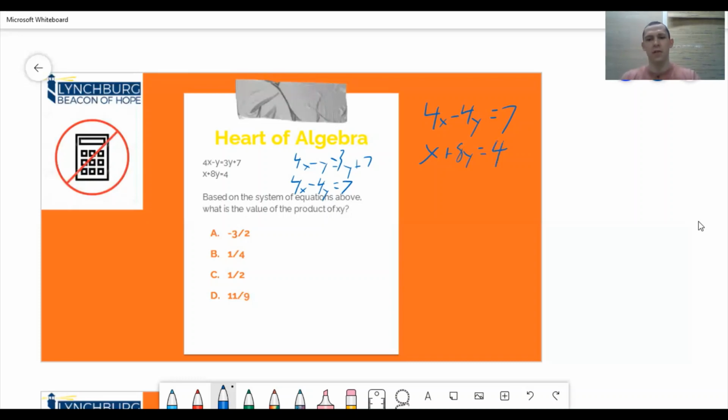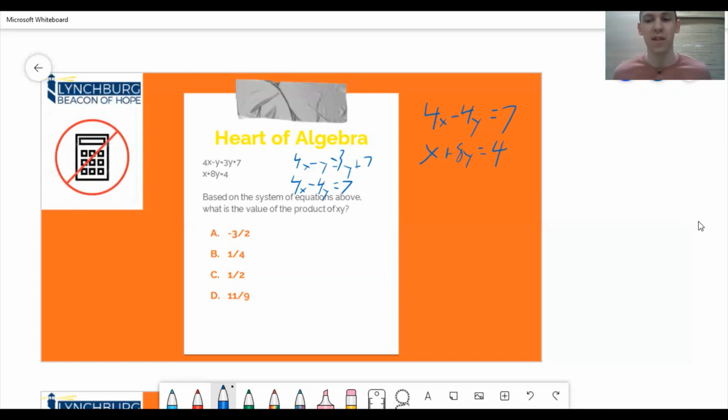Hopefully at this point you have some idea of what to do. Remember, when we're solving a system of equations, we want to find the value of x and the value of y. If this was on the no calculator section, what you could do is just set both of these equations equal to y, graph them, and find the point where they intersect, and that would be your solution for the first half of this problem.